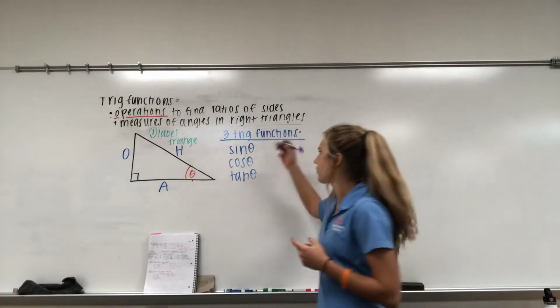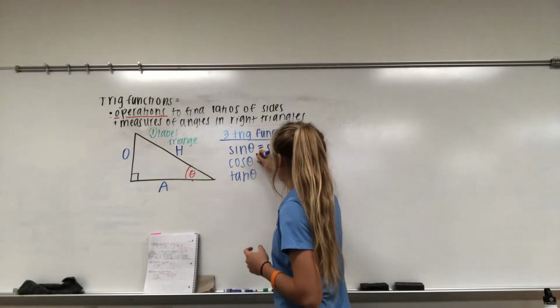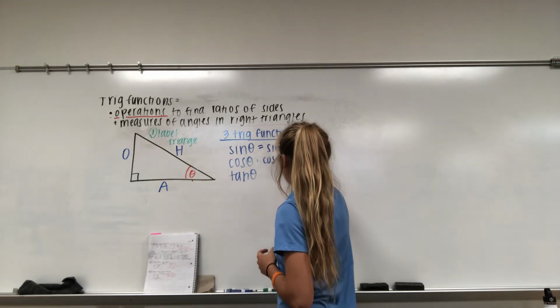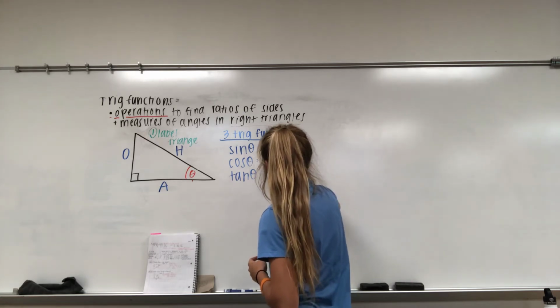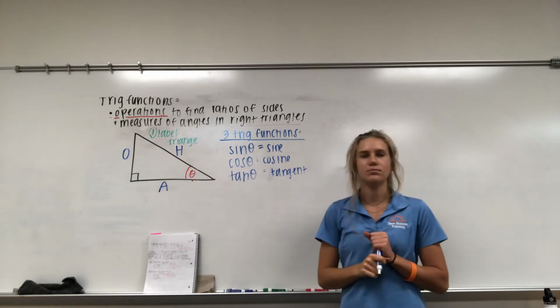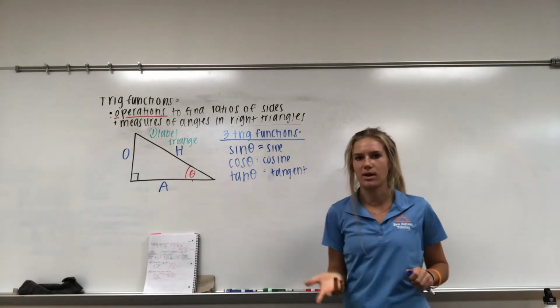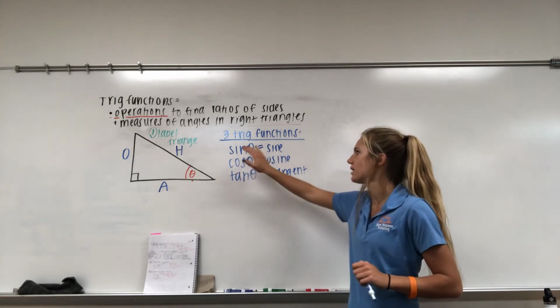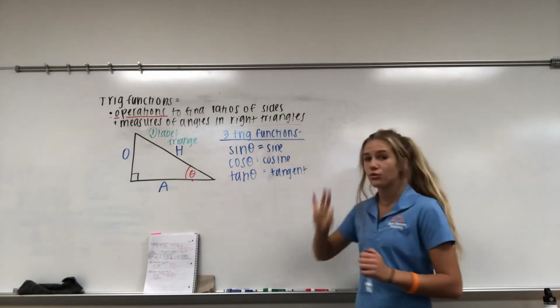The first one is sine theta. The second one is cosine theta. The next one is tangent theta. Those are just their actual names written out, but when we deal with them in mathematical equations, we write this shorthand: sine, cosine, tangent, like that. So yeah, these are our three different trig functions.